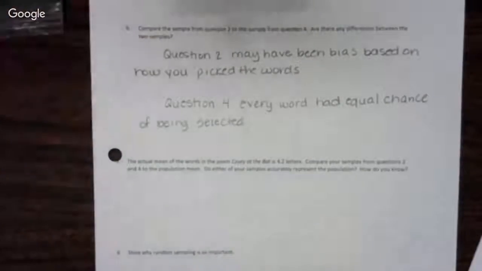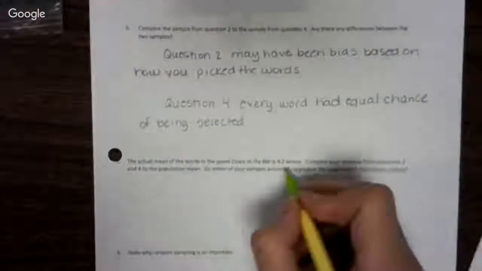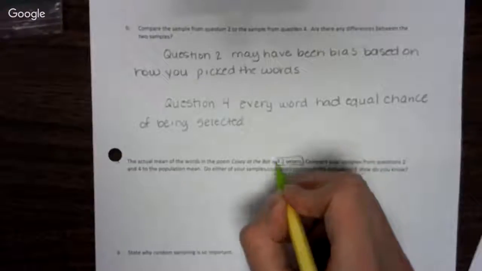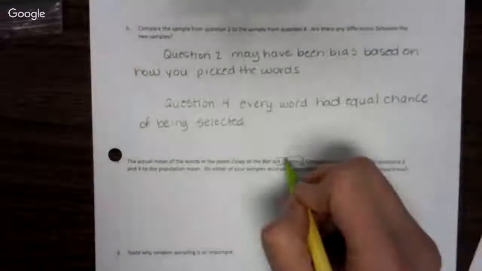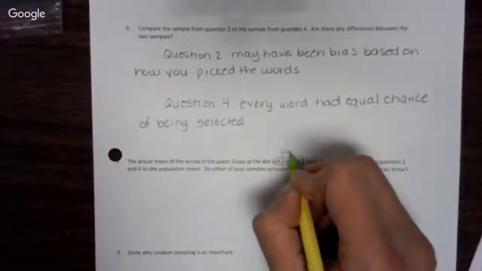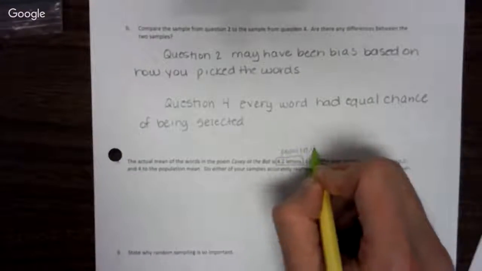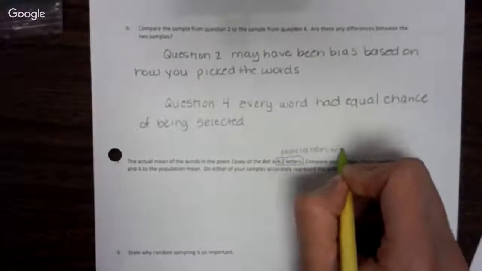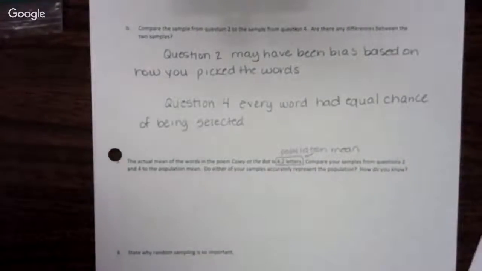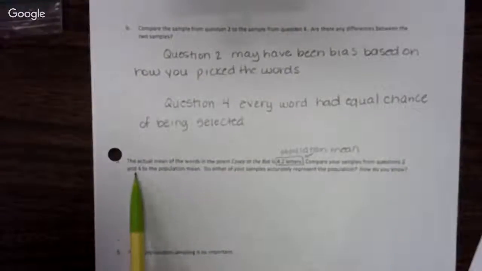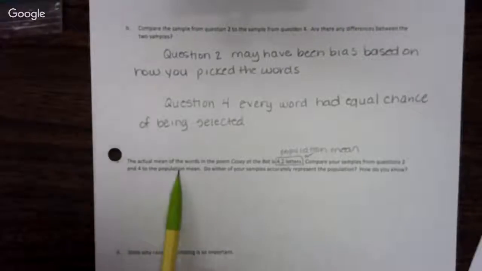Now, question 5, the actual mean. Somebody actually went and found the mean of every single word in the poem. That was 4.2. This is called your population mean, because it's the mean of the whole poem. What we were finding before were sample means, because each was a mean of just a sample.